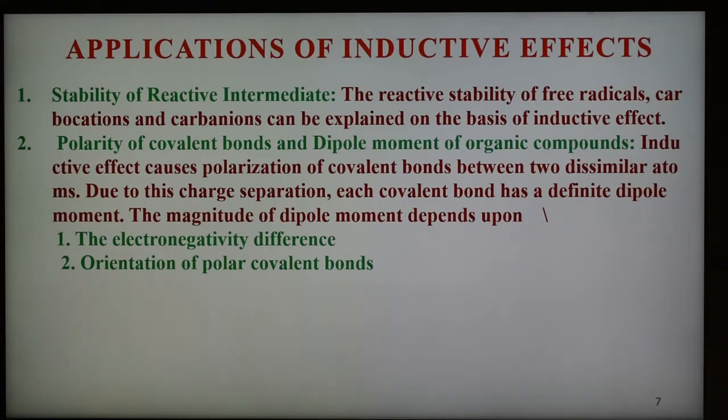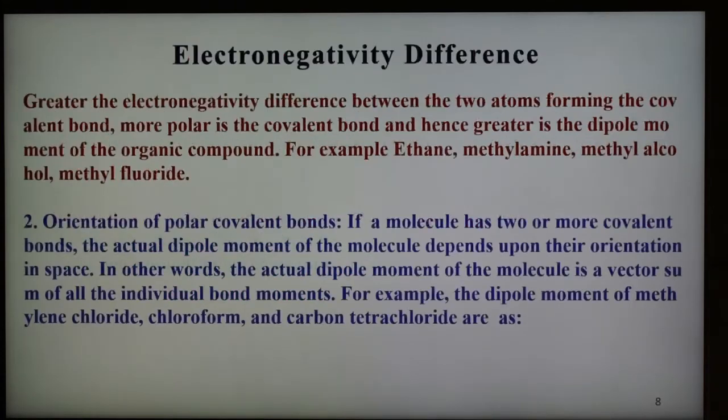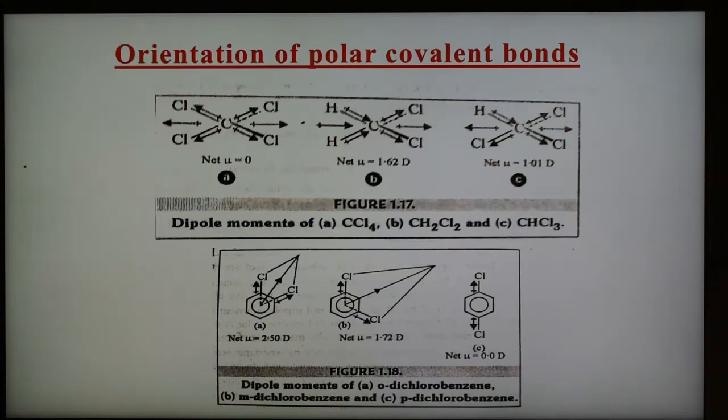So the second is the orientation of the polar covalent bond. In case a molecule has 2 or more covalent bonds, the actual dipole moment of the molecule depends upon their orientation in space. In other words, the actual dipole moment of the molecule is the vector sum of all the individual bond moments.